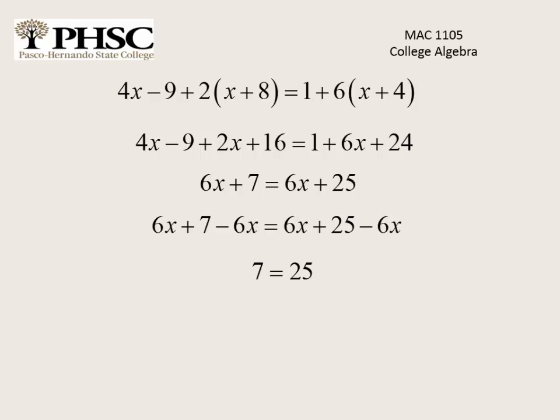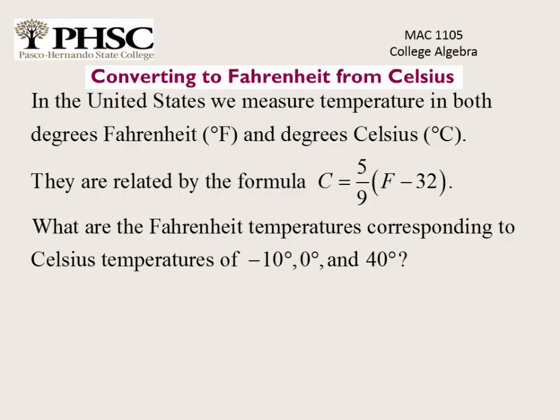Well, that doesn't make any sense. Since 7 does not equal 25, this is an equation that does not have a solution. So there is no value, there's no real number that we can substitute in here that's going to give us the same value on both sides of the equal sign. Therefore, this is no solution.